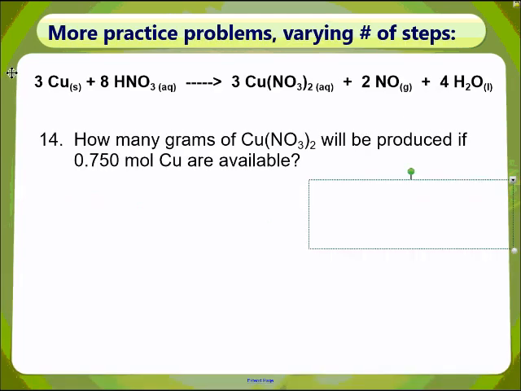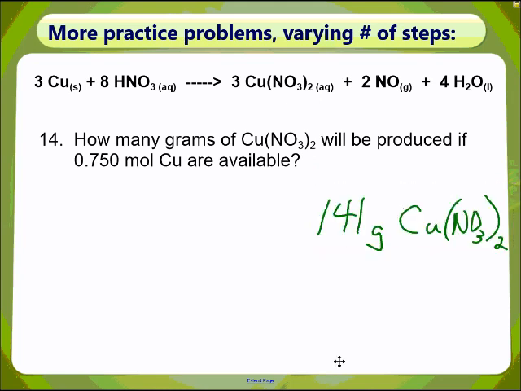Okay, so problem 14. How many grams of copper nitrate will be produced if 0.750 moles of copper are available? Try this one on your own. Okay, we're not going to show you all the work. That should be your final answer.